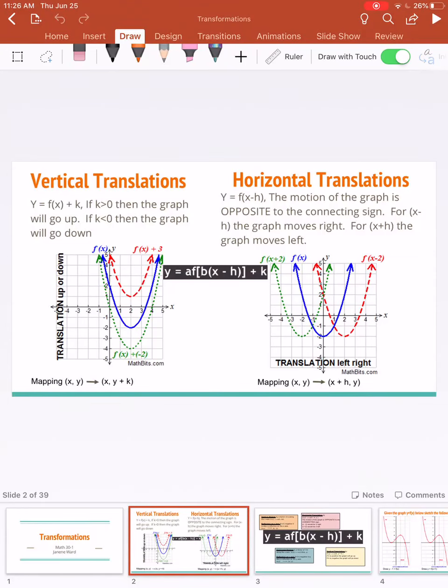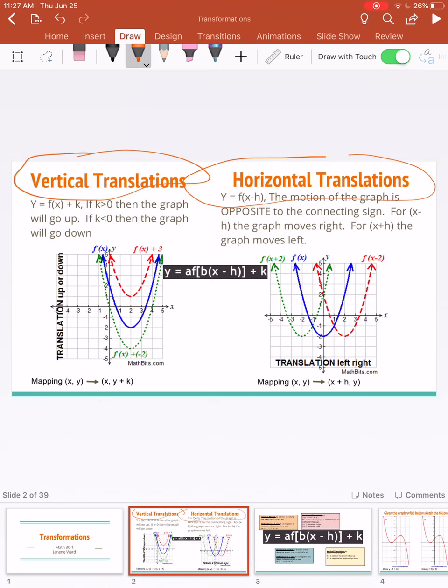All right, so we are starting transformations today, and the first lesson is going to be on vertical and horizontal translations as well as stretches. The translations are pretty easy, the stretches are a little more difficult. First of all, a vertical translation, you would have done this in like grade 6 math. You're just moving a graph up or down. Horizontal, you're moving a graph left or right.